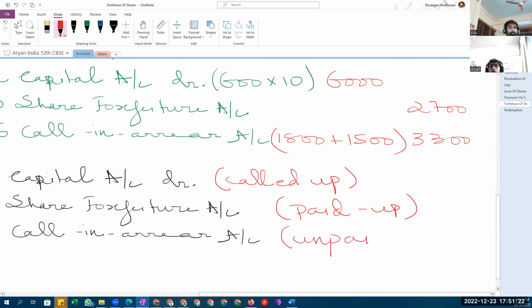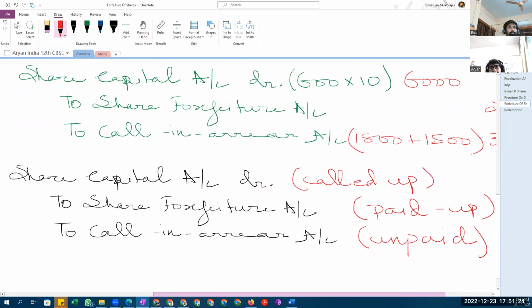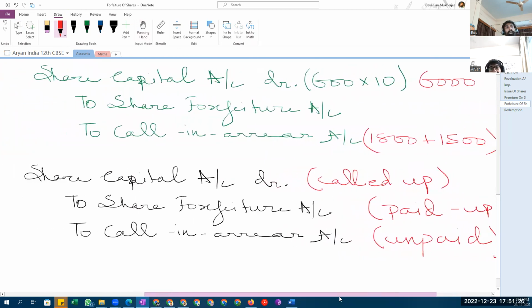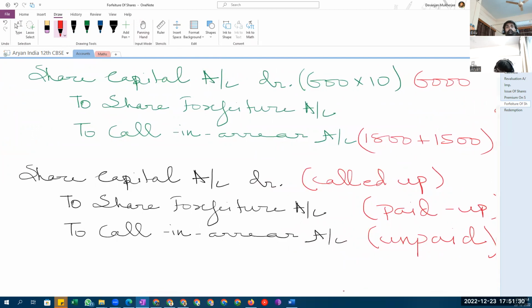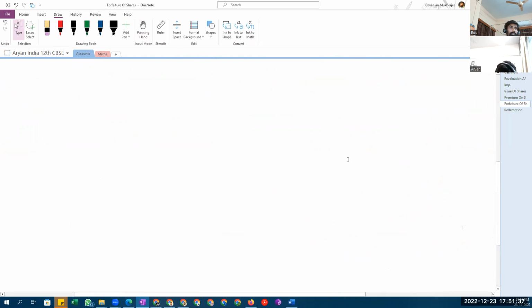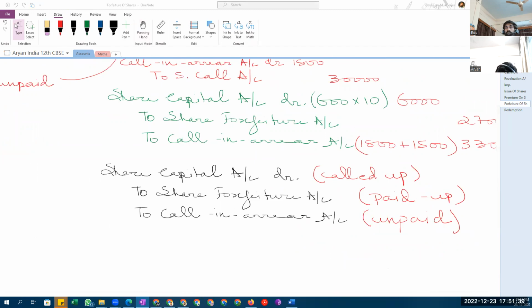So the called up should be 900 into 10, right? No. Why will it be 900 into 10? It will be 600. 600 into 10. Because we have asked him only 600 shares ke paise. So that's pretty much the idea. So this is basically your entire question of forfeiture.